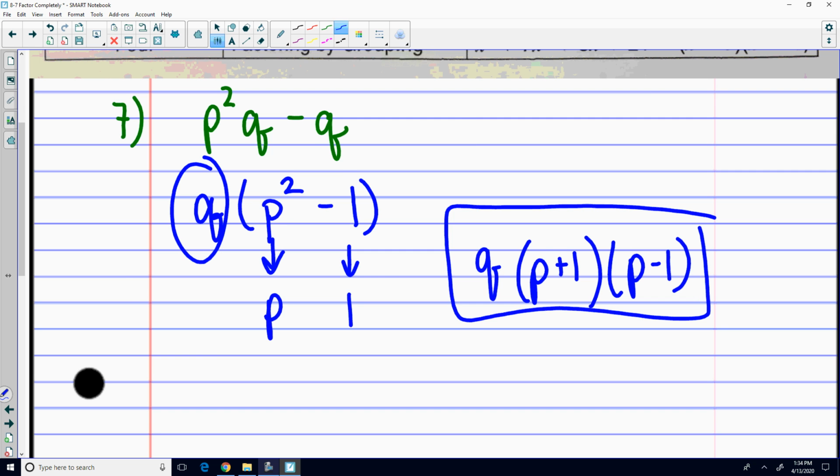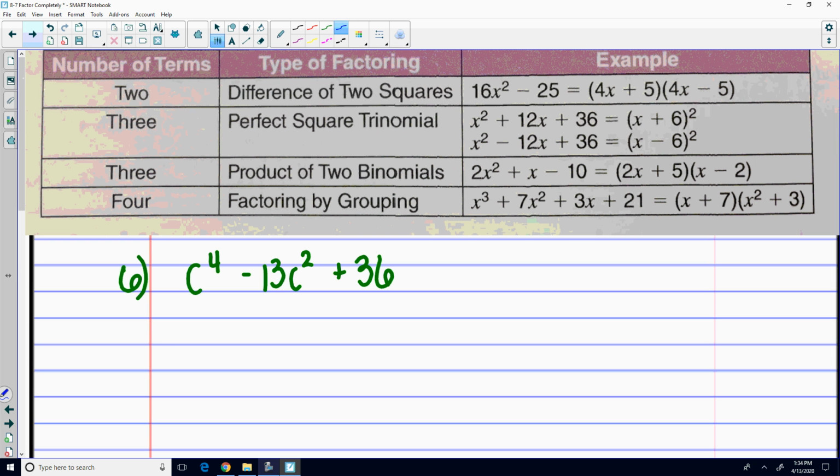Okay? 2 more to go. Number 6. Now I want to give you a really big hint. When it starts with c to the 4th or something bigger, we're not starting with a squared. We are going to have to factor more than once to break it all the way down. So let something when it's like to the 4th power be your hint.